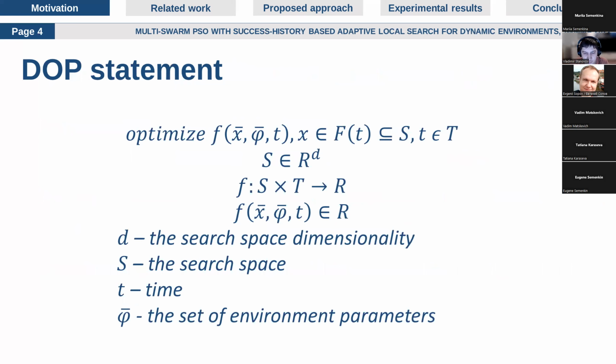So let's state the problem more formally. We need to optimize f of x, phi, and t, where x belongs to some set of functions, and t is time. So phi is a set of parameters of the environment. So we have our search space, we have time, we have search space dimensionality d. So we need to optimize this function at every moment of time, find the optimum.